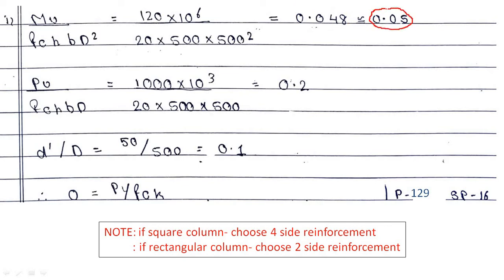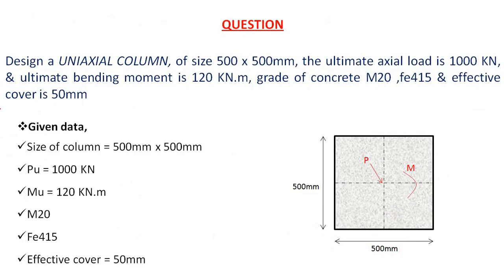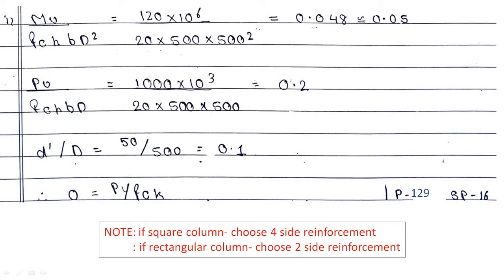Next we will find PU upon fck b d, where PU is the ultimate axial load, which is given as 1000 kilonewton. So we will use 1000 kilonewton, and here we will convert kilonewton into Newton, so we will multiply the value of PU by 10 raised to 3. The grade of concrete is already provided as M20, and the size of the column is 500 cross 500. So the solution for PU upon fck b d is 0.2.